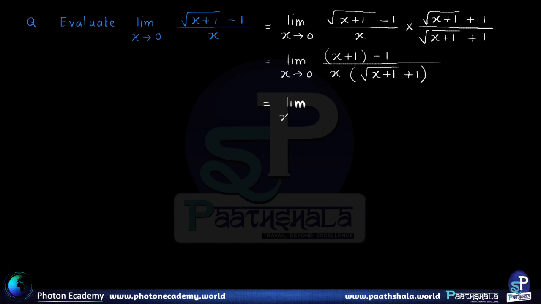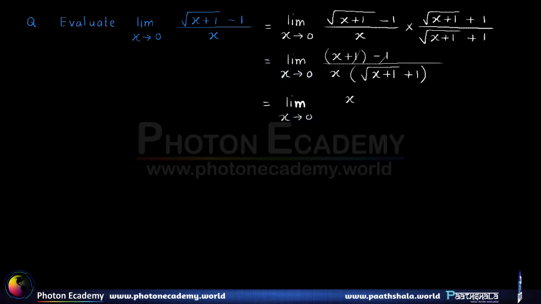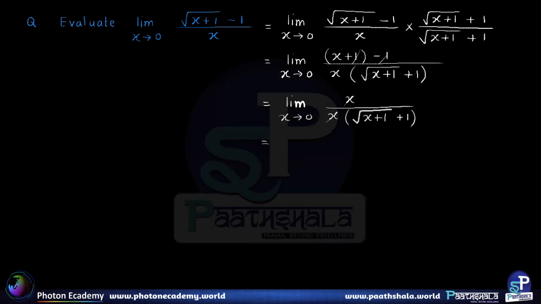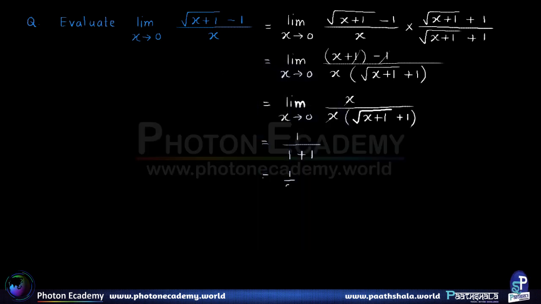Now in the numerator we will see that 1 gets cancelled, so we are left with x in the numerator and the denominator is x into root of x plus 1 plus 1. So we see that now x also gets cancelled, which is what we wanted, and hence in the remaining expression we can directly put x equal to 0. So that gives us 1 upon root of 0 plus 1, which is 1, plus 1. So that finally gives us the answer as 1 upon 2, which is the required limit.